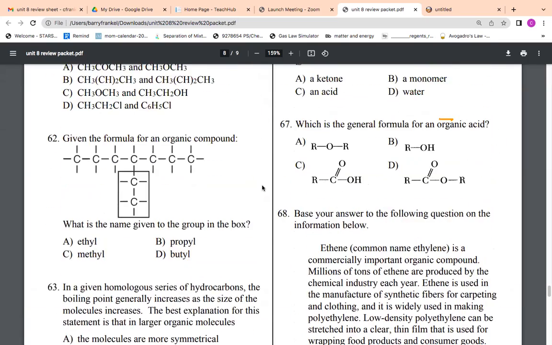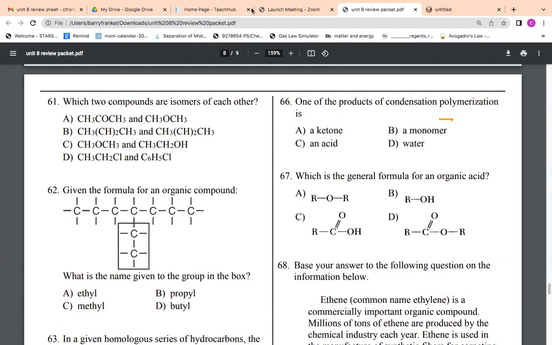Number 66. One of the products of condensation polymerization is, well, it kind of tells you, there's a way you can remember it, it is literally the word condensation. When you have condensation, it produces water. Okay, so water is one of our byproducts, aside from the actual polymer that we're making.